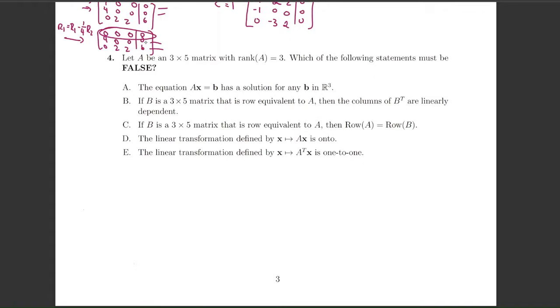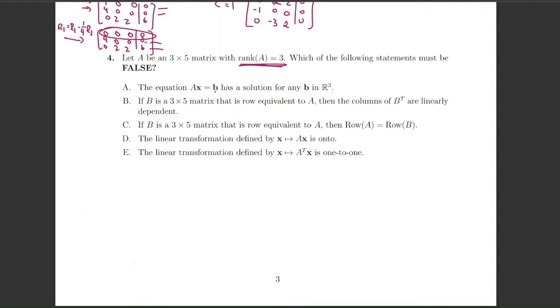Okay, in this problem we have a 3 by 5 matrix with rank of A being 3. Which of the following statements must be false? So first of all, rank of A is equal to 3. This should tell you that the row reduced echelon form of A will not have any rows of zeros, because it will have a pivot entry for every single row, because the rank of A is equal to the number of rows of A.